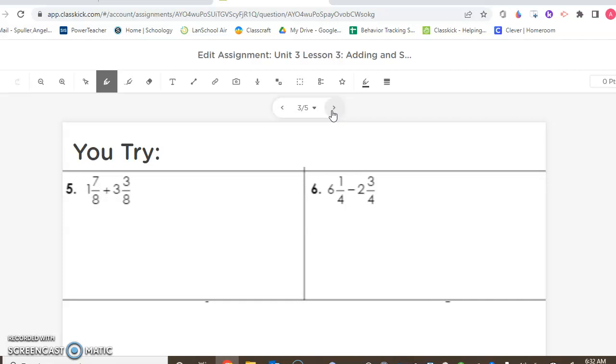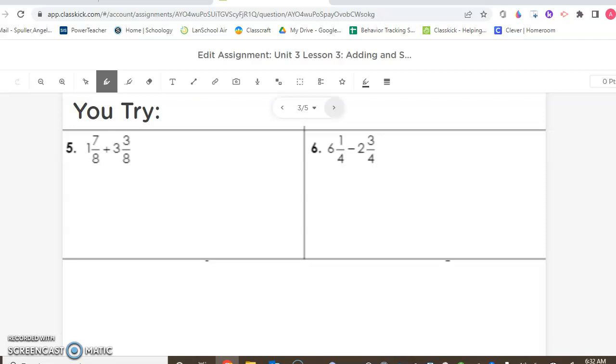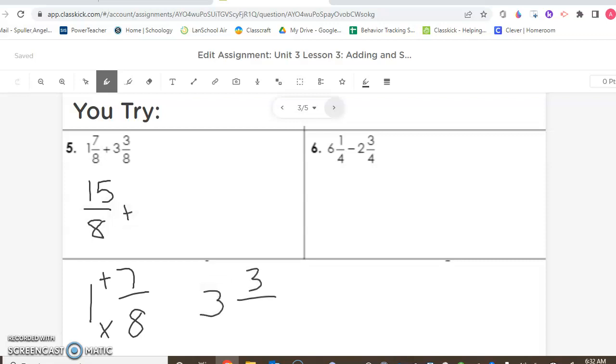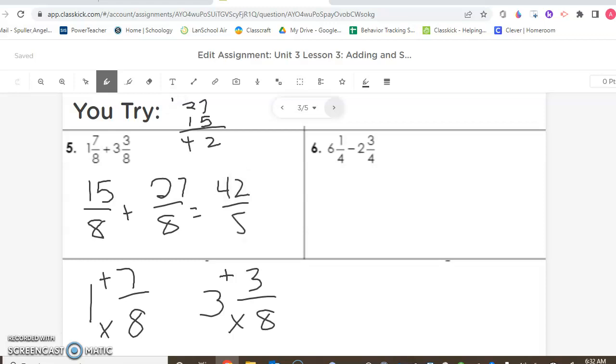All right, let's change this into 2 improper fractions. So 8 times 1 plus 7 equals 15 over 8, plus, well, let's get this one. 8 times 3 is 24, plus 3 is 27 over 8. If I add them up, 27 and 15 make 42 over 8.